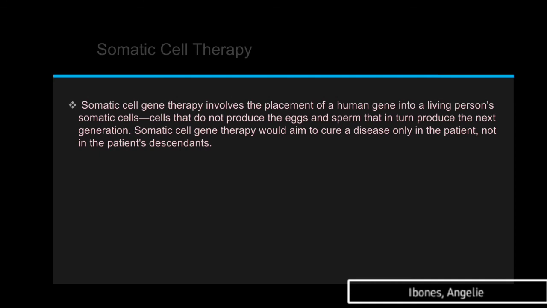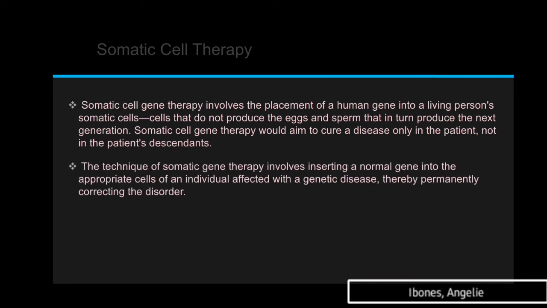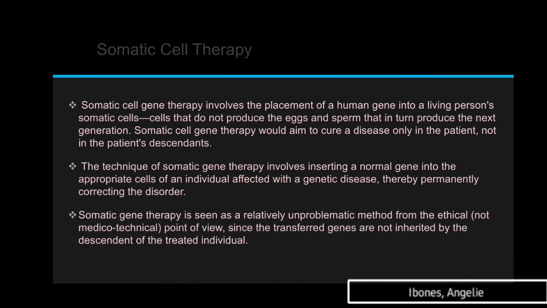Somatic cell gene therapy involves the placement of a human gene into a living person's somatic cells, or cells that do not produce the eggs and sperm that in turn produce the next generation. Somatic cell gene therapy would aim to cure a disease only in the patient, not in the patient's descendants. The technique involves inserting a normal gene into the appropriate cells of an individual affected with a genetic disease, thereby permanently correcting the disorder.